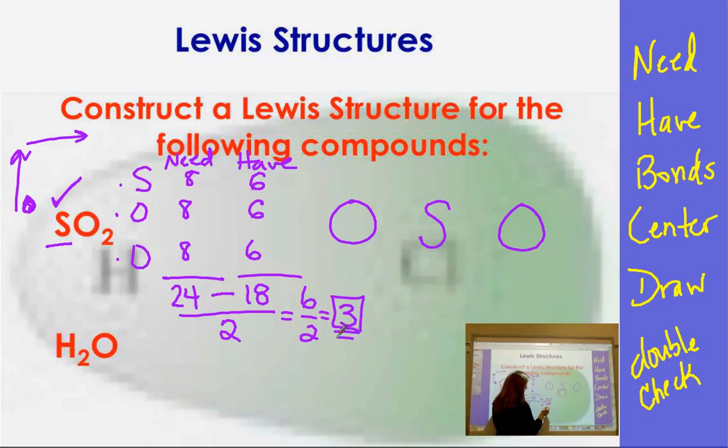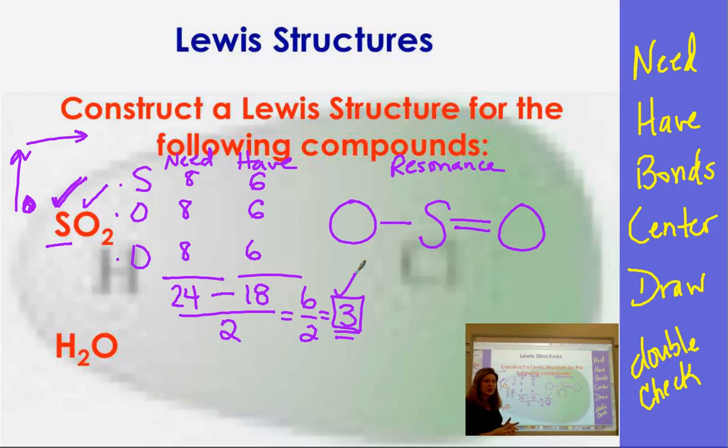Now, I have 3 bonds, but I only have 2 spots. So where can I put it? Again, this compound would have resonance. You can draw your double bond on the left, or you can draw your double bond on the right. I have 1 sulfur, 2 oxygens with 3 bonds.